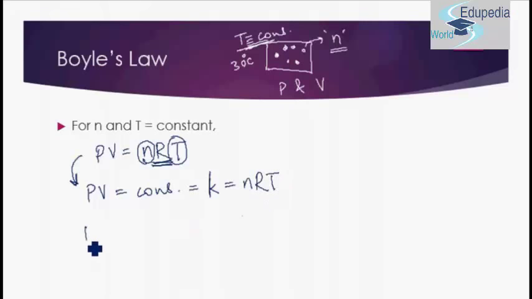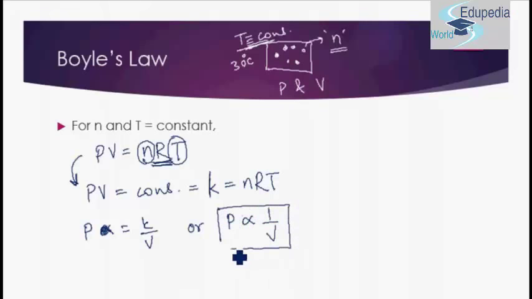In other words, I can say that pressure is, let's say for now, equal to K by V, or I can say pressure is inversely proportional to volume, or pressure is directly proportional to 1 by V. So this is what Boyle's law represents, that pressure and volume are inversely related.